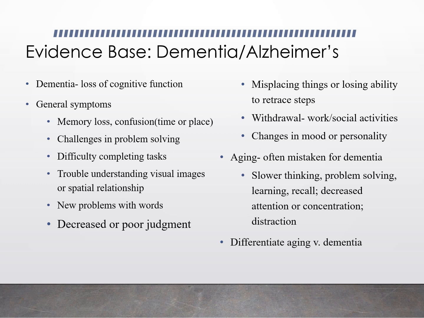So we're going to look at dementia versus Alzheimer's in this chapter. And so dementia is a variety of symptoms with the loss of cognitive function. Some of the general symptoms are memory loss, problem-solving issues, difficulty completing tasks, confusion with time and place, trouble understanding visual images or relationships, decreased or poor judgment.